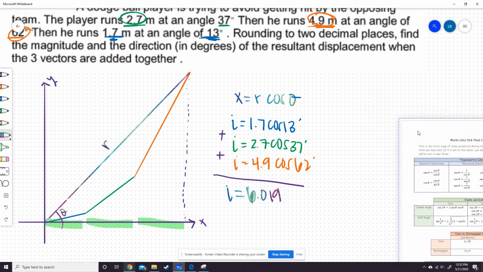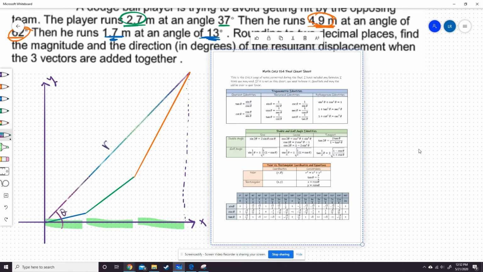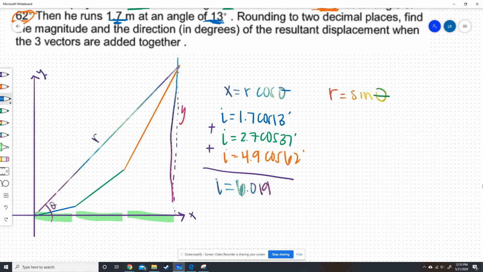Okay, now we want to figure out the vertical component. And if we think back to this, vertical is y. So we're going to now use our sine of theta. So let's look at the blue piece first. Remember, this distance was 1.7 and this angle was 13. And so the j component of the blue is going to be 1.7 times sine, I don't know why I almost wrote cosine, times sine of 13 degrees.